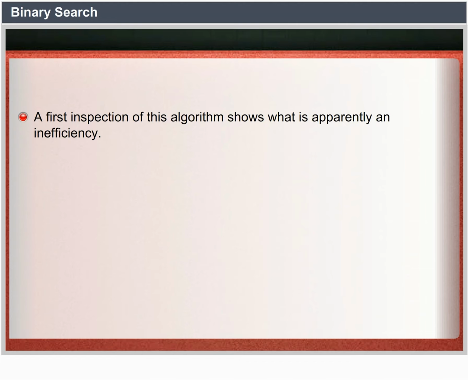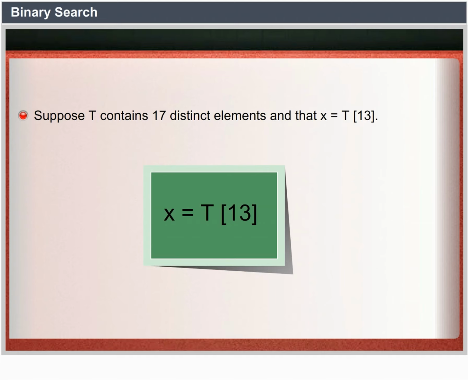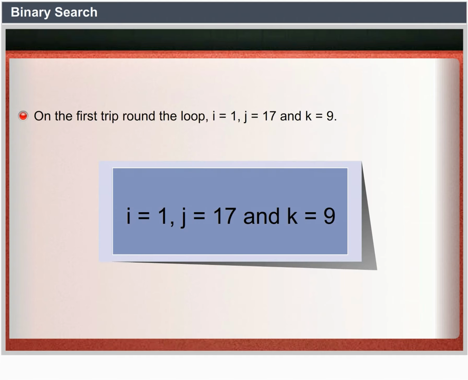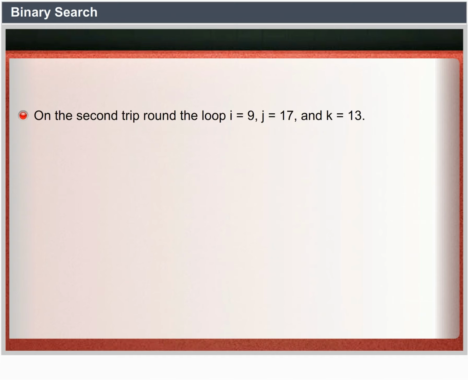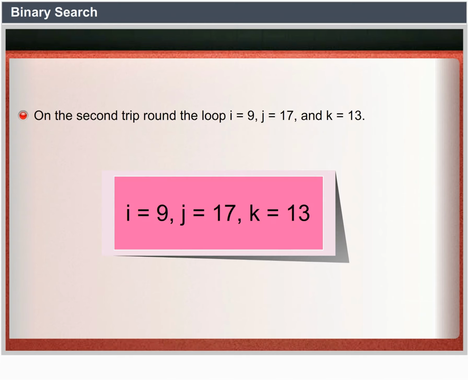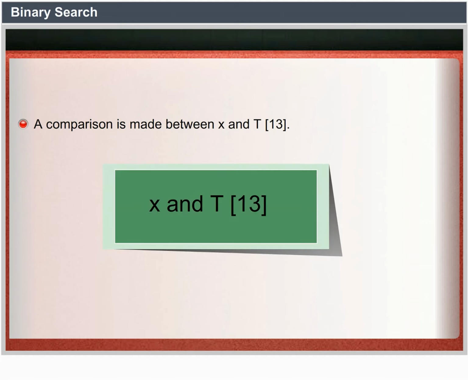A first inspection of this algorithm shows what is apparently an inefficiency. Suppose T contains 17 distinct elements and that x equals T[13]. On the first trip round the loop, i = 1, j = 17 and k = 9. The comparison between x and T[9] causes the assignment i ← 9 to be executed. On the second trip round the loop, i = 9, j = 17 and k = 13. A comparison is made between x and T[13].